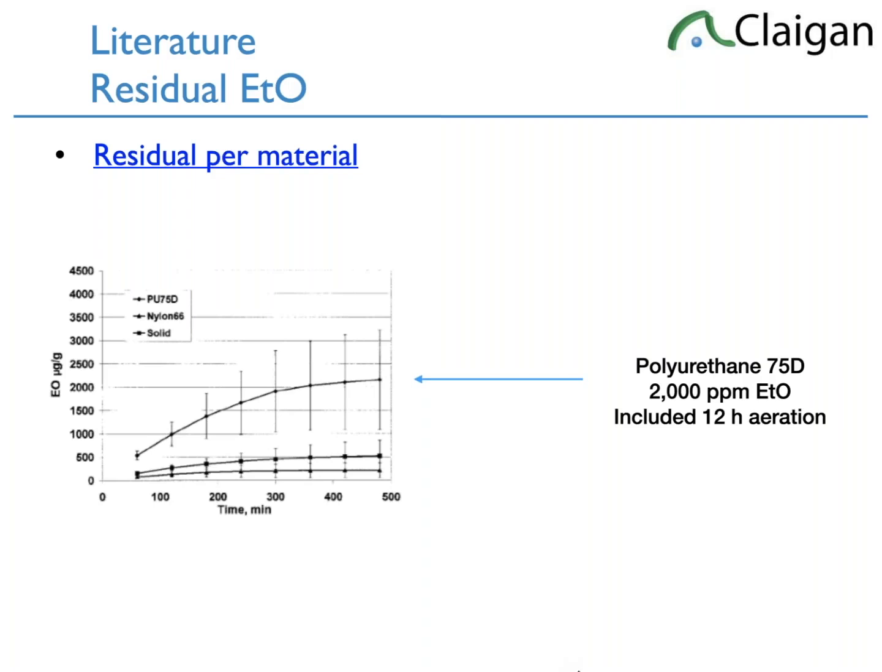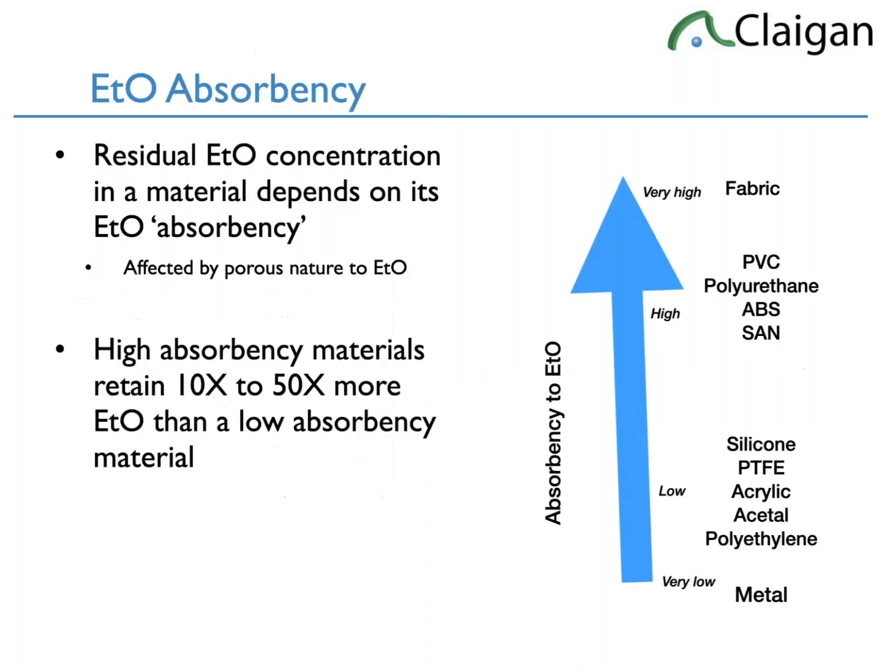It'll come out of water, no problem, but air, only a little bit. And it's really dependent on the ETO absorbency of the material. So polyester fabric, for example, is very high ETO absorbency. You get tons of it in there. Now, you won't see a lot of polyester fabric or similar in an invasive path, but it could be. The next highest are flexible PVC or polyurethane in particular. They have 10 to 50 times higher concentration than, say, silicone or PTFE or acrylics. Nylon, by the way, is somewhere in between. So PVC will have 10 times as much ETO in the same device as the silicone.